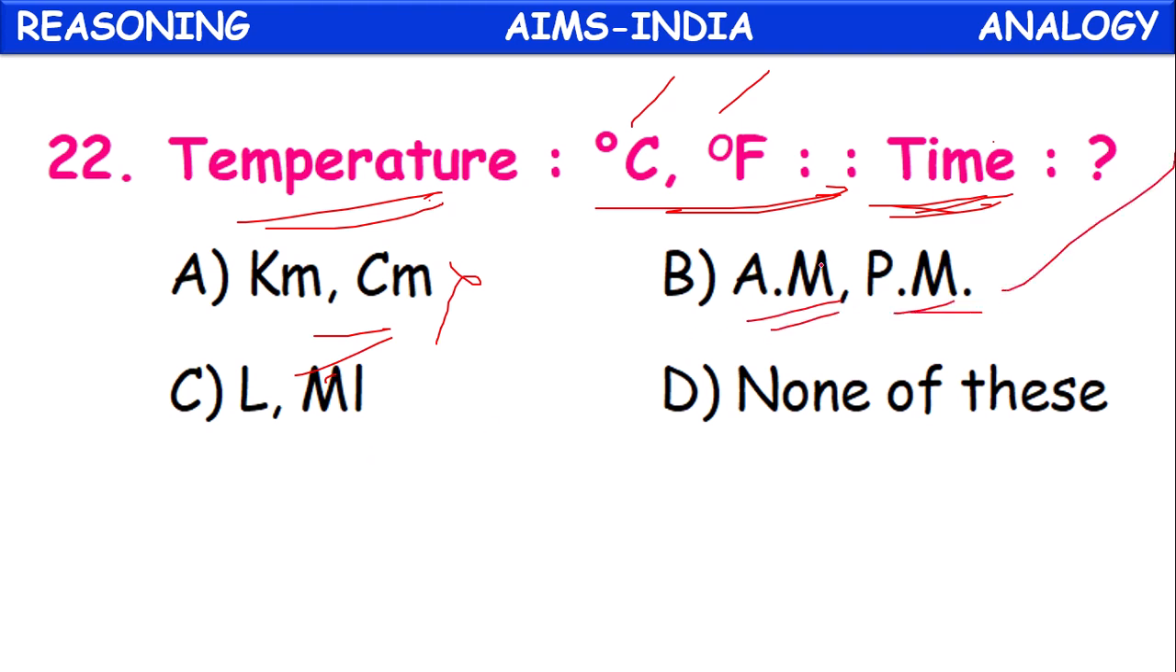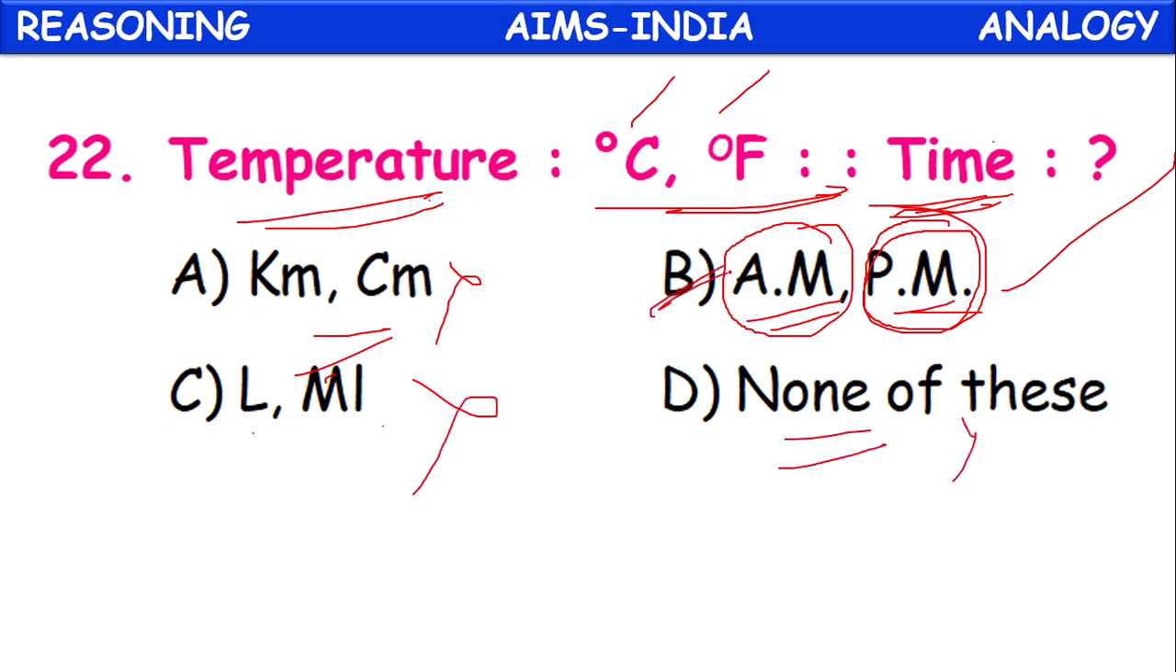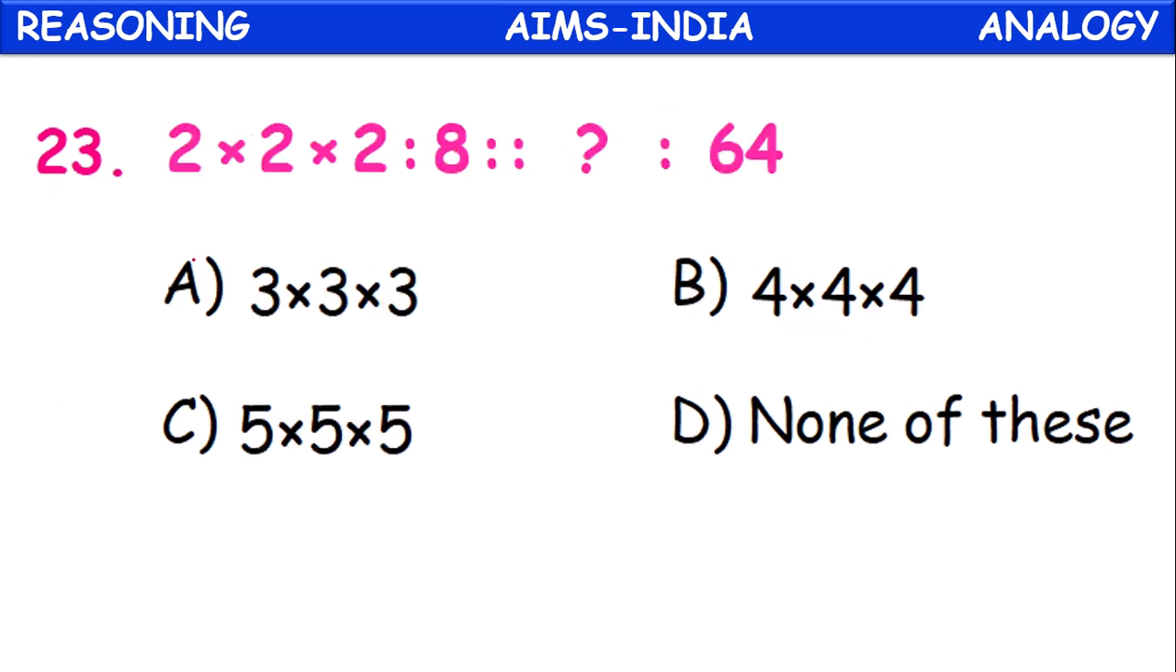Temperature measured in degree centigrade, Fahrenheit degree. Time will be measured in kilometer, centimeter, wrong. AM, PM, correct. Morning time will be measured in AM. Afternoon and evening time will be measured in PM. So liter, milliliter wrong. None of these wrong. So option B is correct.